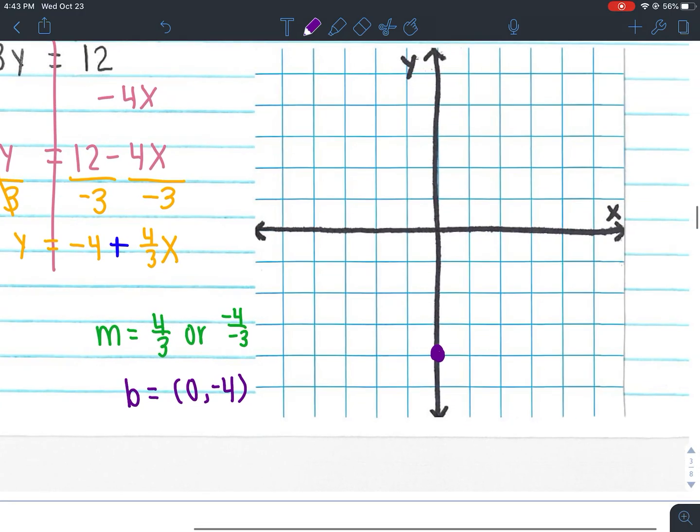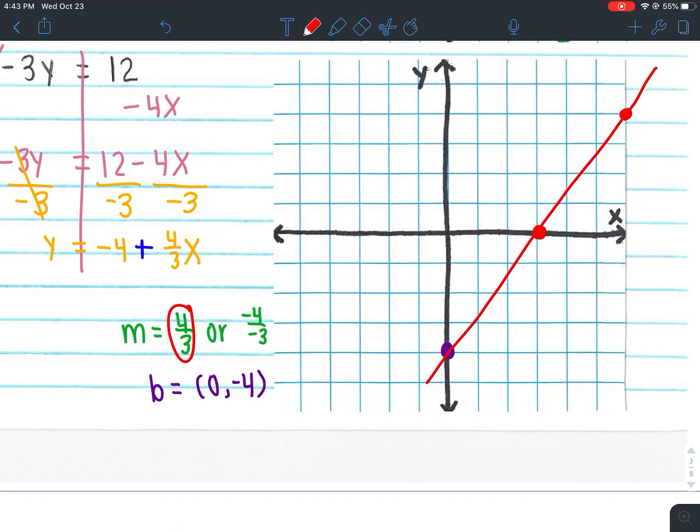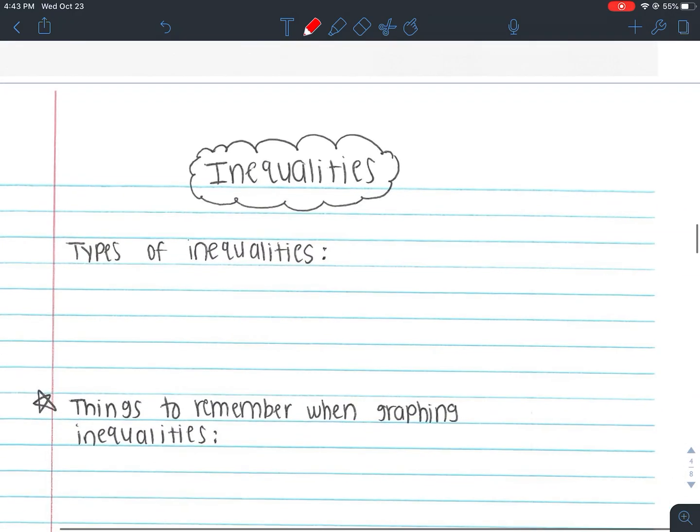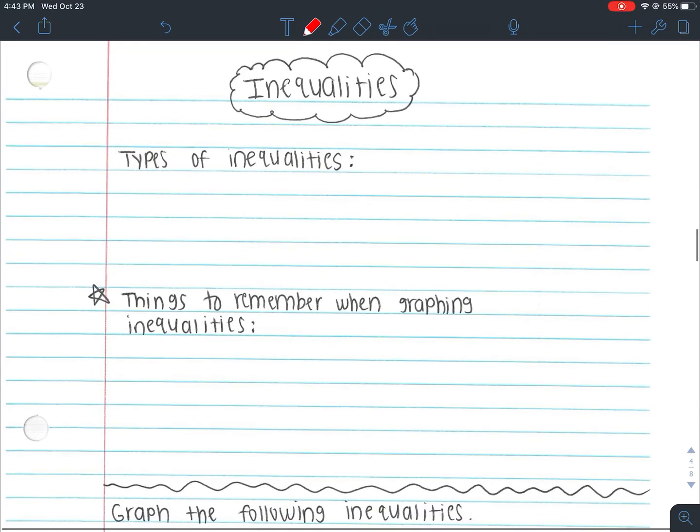And then our y-intercept here is going to be (0, -4). So go ahead and plot that point and use my slope of positive 4 over 3. So I'm going to go up 4, to the right 3. Up 4, to the right 3. And this is a positive line, which makes sense because our slope was positive.